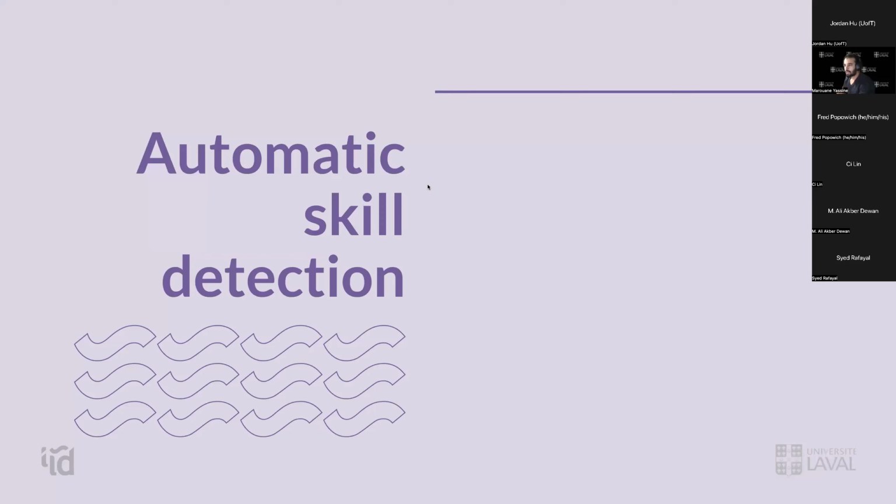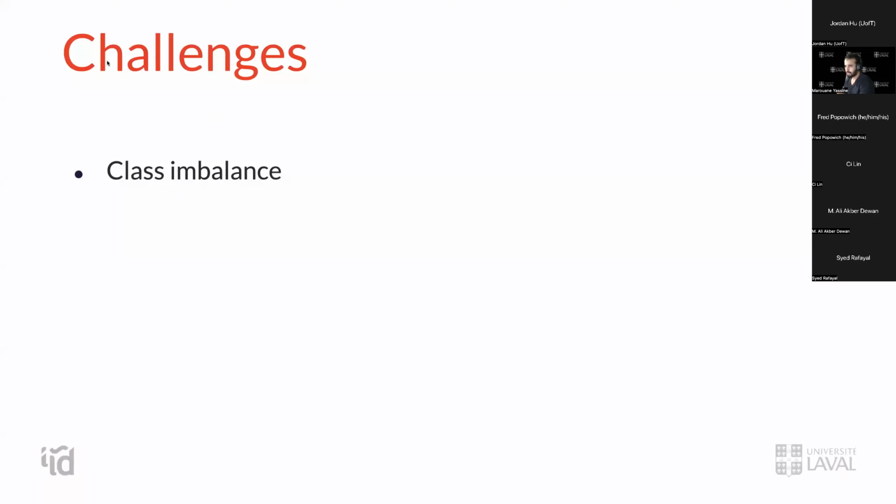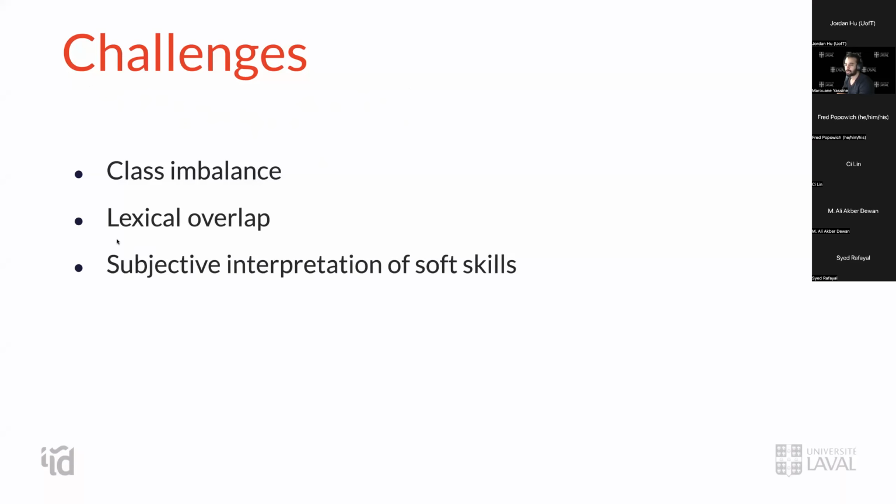Now let's talk about the automatic skill detection task, which is the gist of what we want to do with the data set. We encountered many challenges, 2 of which I've already enunciated: the class imbalance and the lexical overlap. There's also the fact that soft skills are not very easy to define, even for a human being, as opposed to hard skills, which are usually technical skills, something very easy to identify.